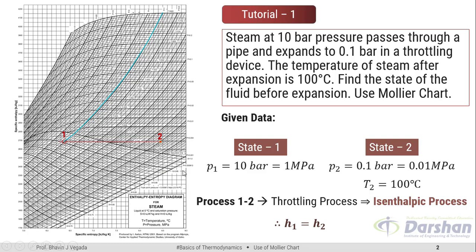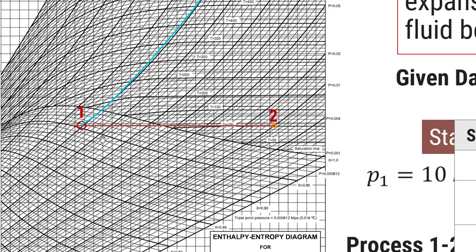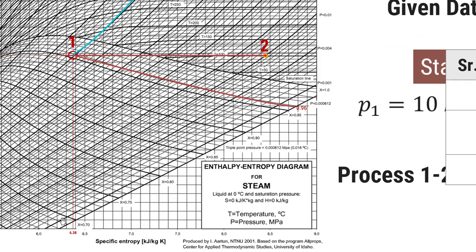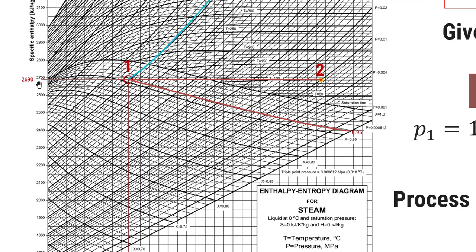The dryness fraction is also given, so you can find out the dryness fraction also. So at this particular point we can find out the enthalpy, entropy and dryness fraction like this. If you see here, at point 1 the specific entropy is about 6.38 and the specific enthalpy is about 2690 kilojoule per kg. For the dryness fraction, we have to plot a line parallel to the dryness fraction line of 0.95 which passes through point 1. So here it comes around 0.96.